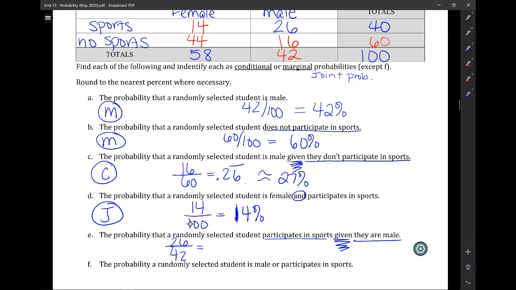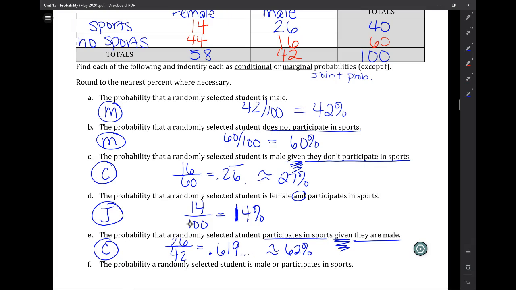I won't show the calculation this time. You get 0.619, and it wants you to convert it to the nearest percent. So I'm going to say approximately 62%, and that was a conditional because it used the word given. All right, last one is not a type of probability. That's why in the directions it says except F.